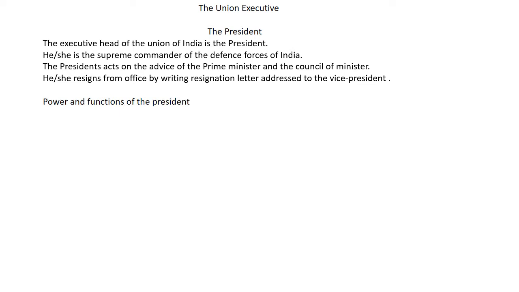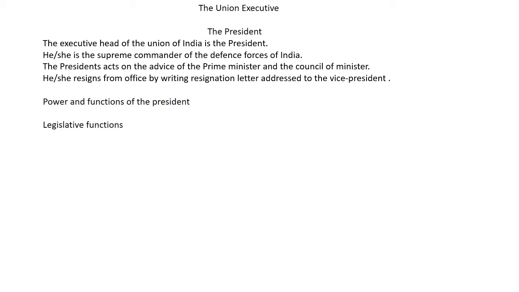Powers and functions of the president. Legislative functions. Students, the president addresses the first session of the parliament after election. He or she addresses both the houses together, and on the advice of the prime minister, the president can dissolve the Lok Sabha and announce fresh election. All bills passed by the parliament can become a law only after the president signs it. The president can issue ordinance when the parliament is not in session.